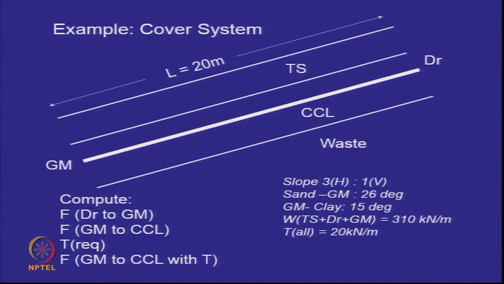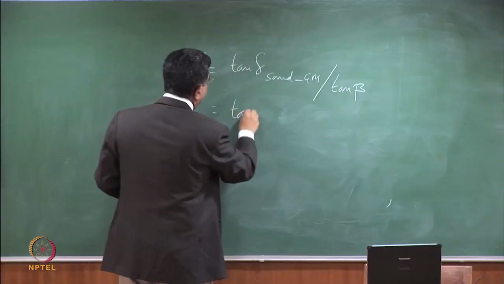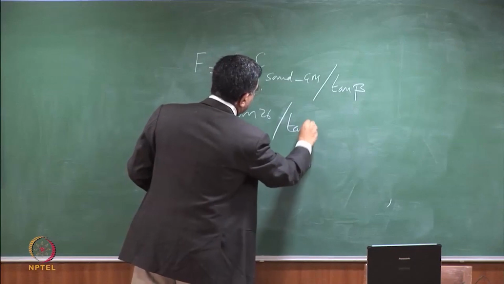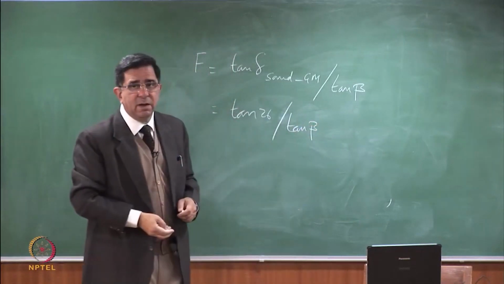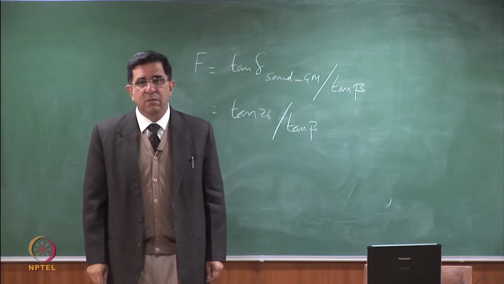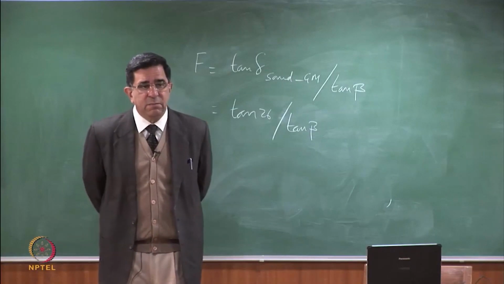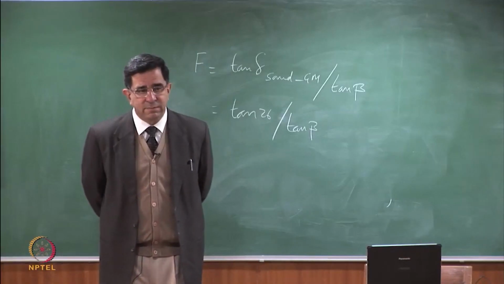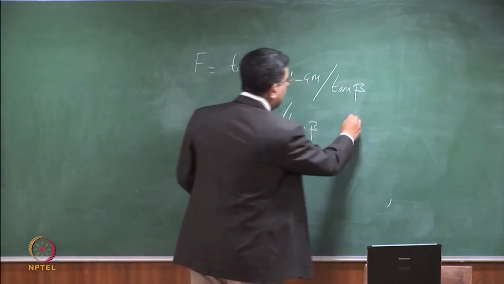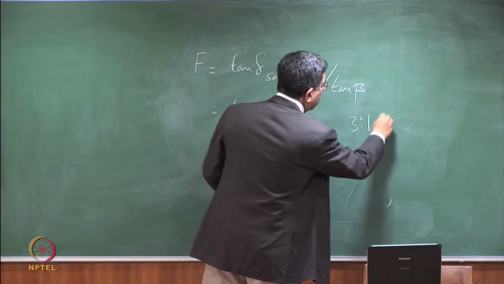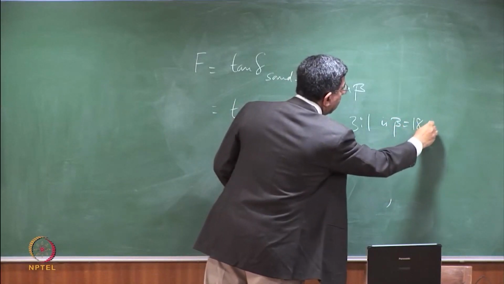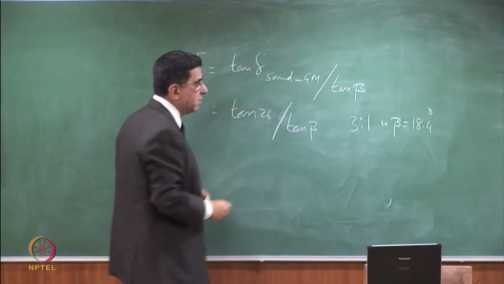And sand to clay is tan 26 degrees. What is tan beta? What is beta in this case? 1:3 is given. So can you give me inverse of 1:3? 3:1, beta equal to 18.4 degrees. So can you give me what is this value?